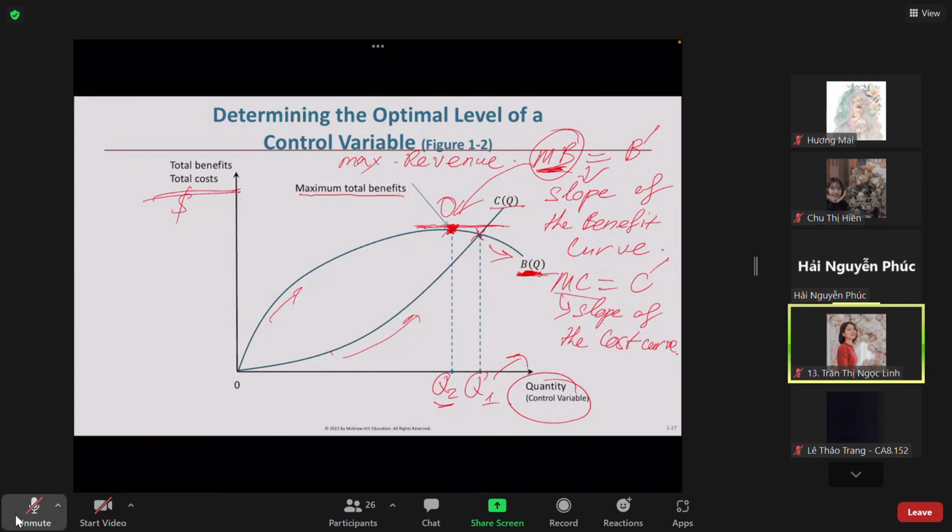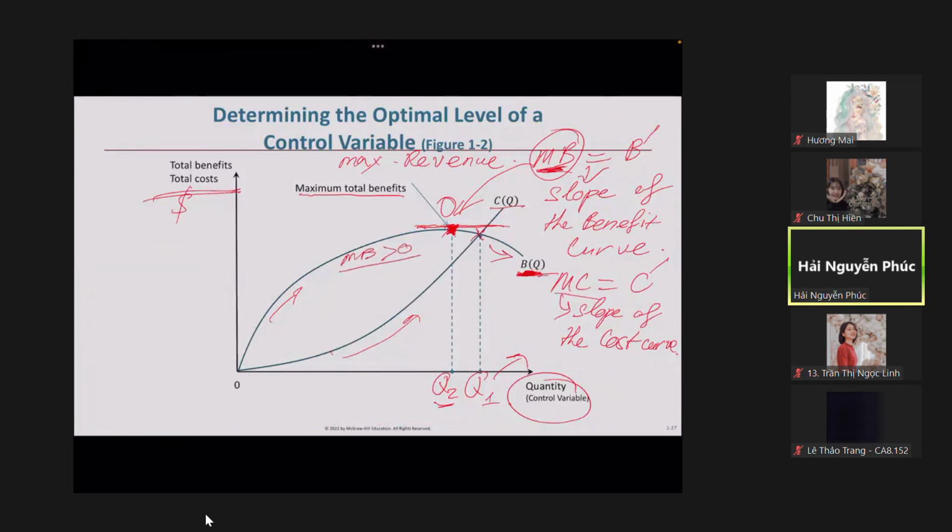Okay. You can see that before this point, marginal benefit is greater than 0. After this point, marginal benefit is going to be negative, right? So pay attention to that. You can find the point where the total benefit is maximized. But this point is not the point that gives you the maximum profit. It gives you the maximum of revenue only, not the maximum of profit. How do we find the point that gives us the maximum profit?